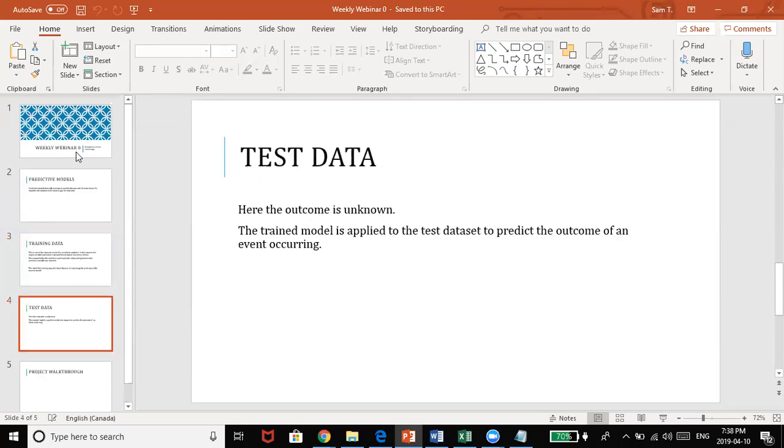Now, I mentioned that we had a training data set, but we also have a testing data set. In a testing data set, the outcome is not known. In this case, the outcome is what we are trying to predict. But we also have the predictor variable, because we need to know the predictor variable so that we would know what our outcome would be. So the trained model is applied to the test data set to predict the outcome of an event occurring.